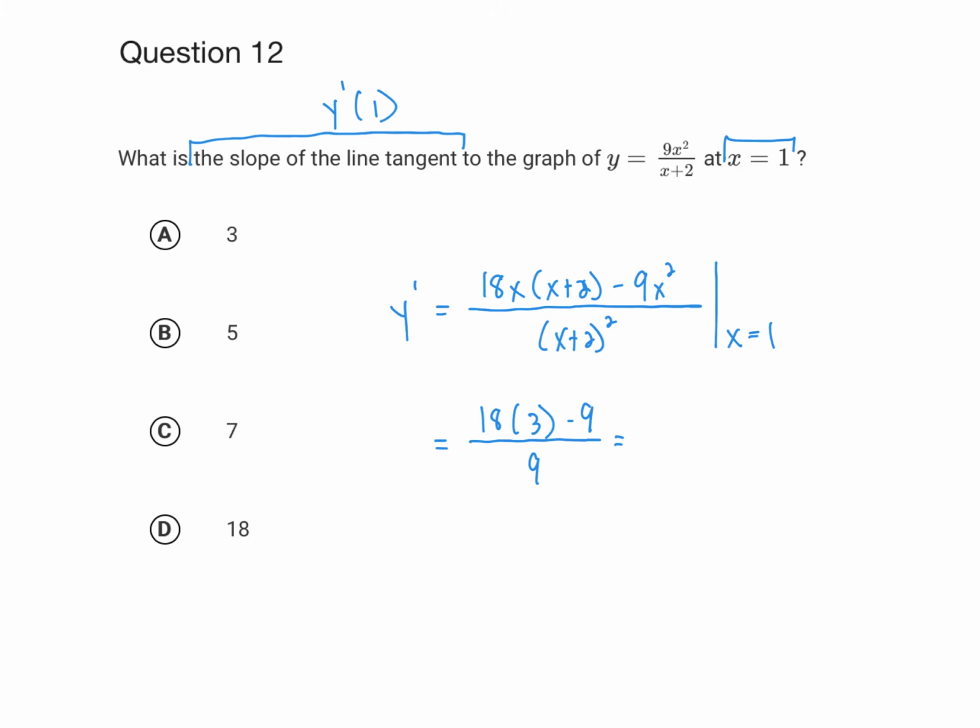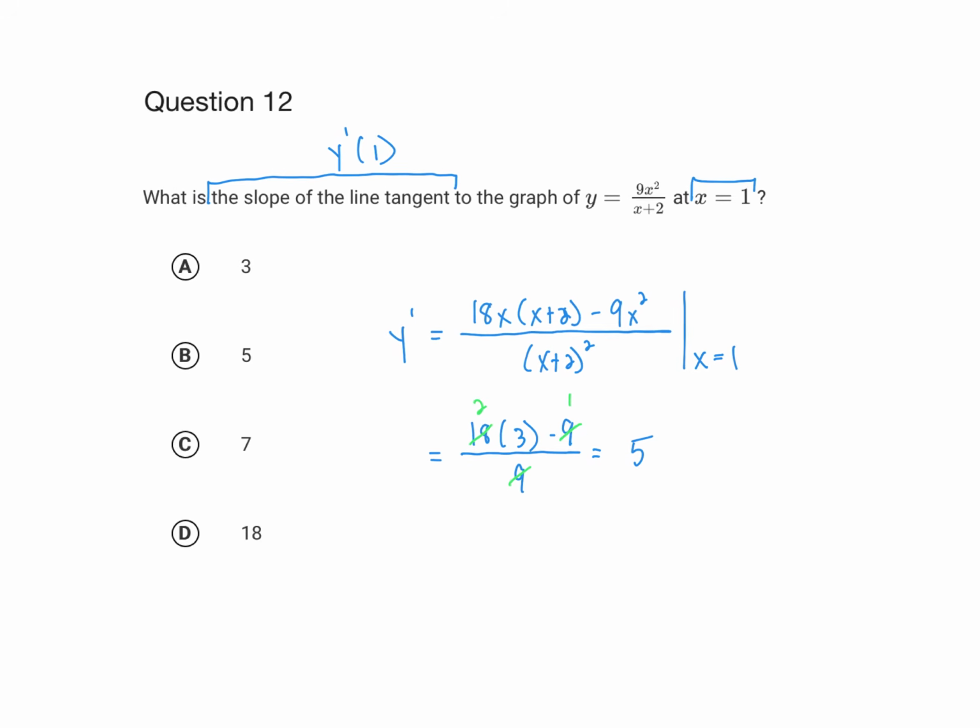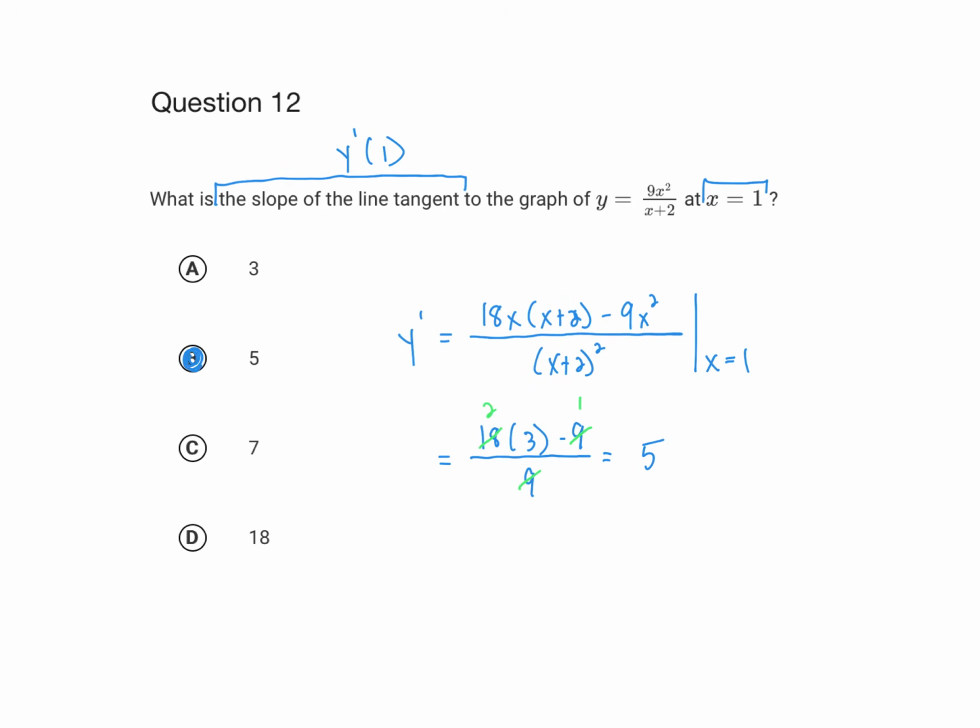Alright, there are a bunch of different ways of doing it. I'll kind of do it like this, like cancel out those. Divide all those by 9, basically. So 2 times 3 is 6, minus 1 is 5. Okay, so that's answer choice B.